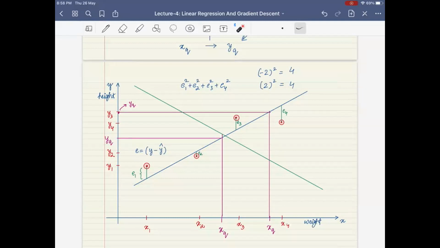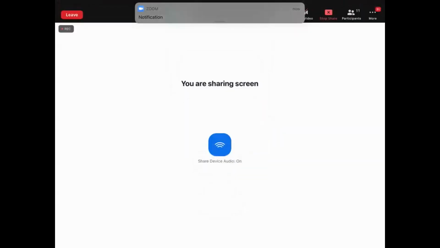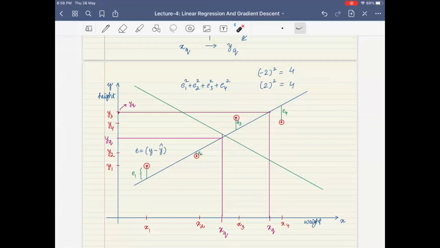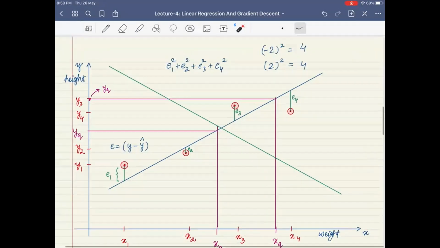I'm not sure if, okay. For some reason it shows, okay, I think screen share is lost. Let me just try and reshare my screen. Yeah. I'm not sure if I understand your question completely, Vikram. So let me, see, I think you're asking about the best line.